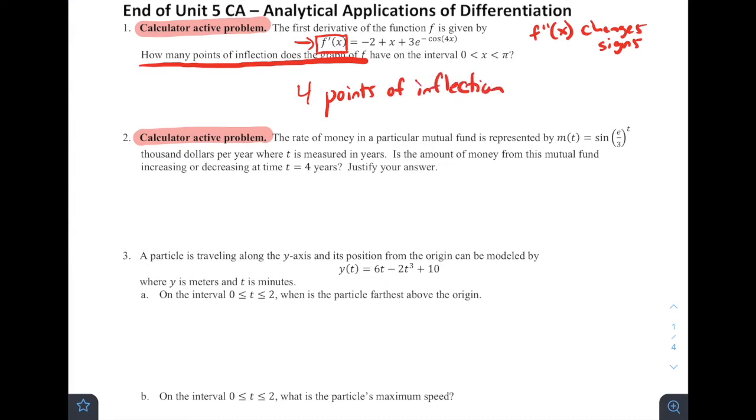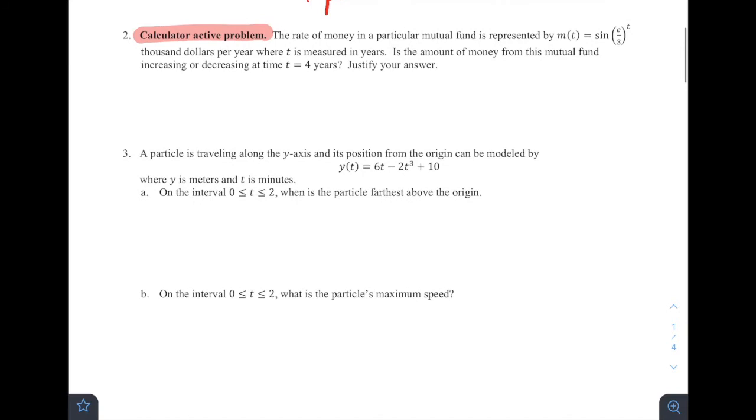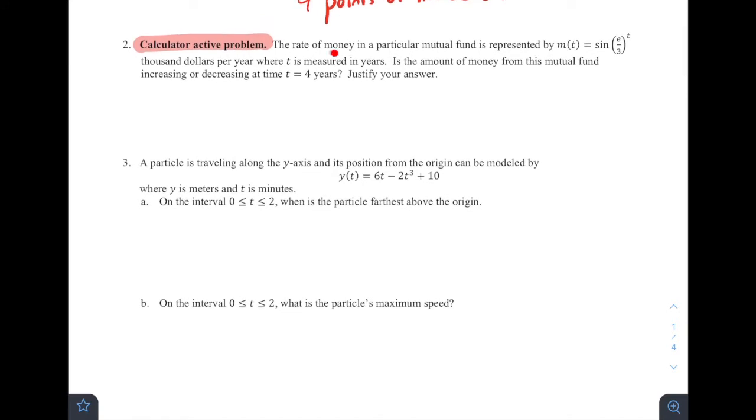Since we were taking a look to see how many times f double prime changes signs on the interval from 0 to pi. Really nice that you can change the window to just see exactly the part that you're looking at. Very useful. Number 2, calculator active problem. The rate of money in a particular mutual fund is represented by M of t. So key pieces here.